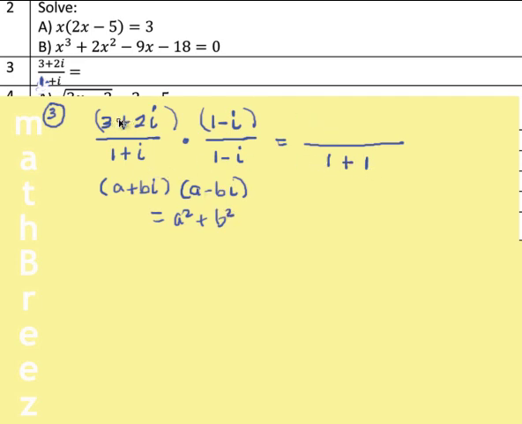Okay, in the numerator we have to FOIL this out. This is 3 times 1. Then we have minus 3i plus 2i, that's minus i. And 2i times minus i is minus 2i squared. And i squared is negative 1. So that's plus 2. So we have 5 minus i over 2.